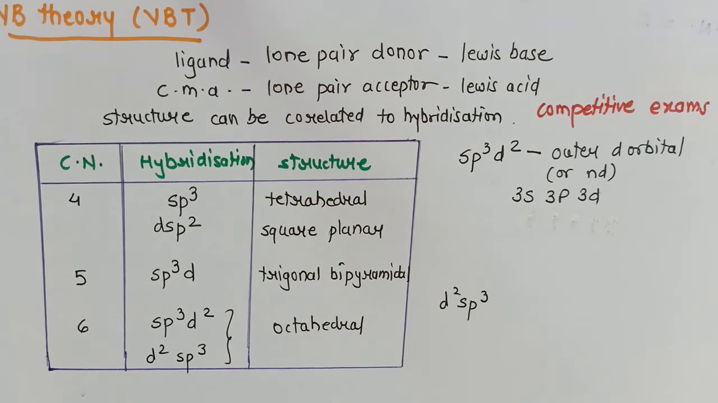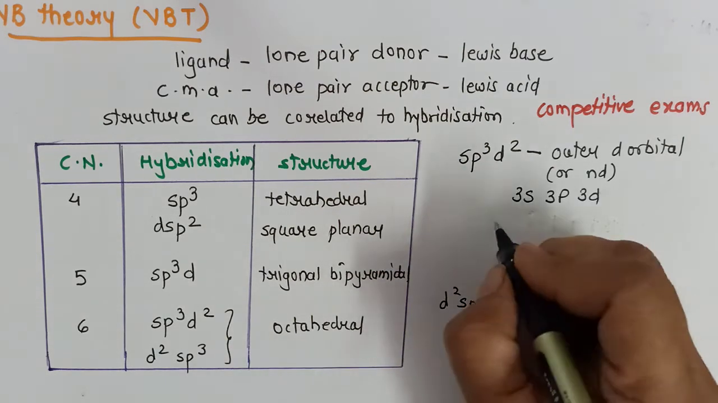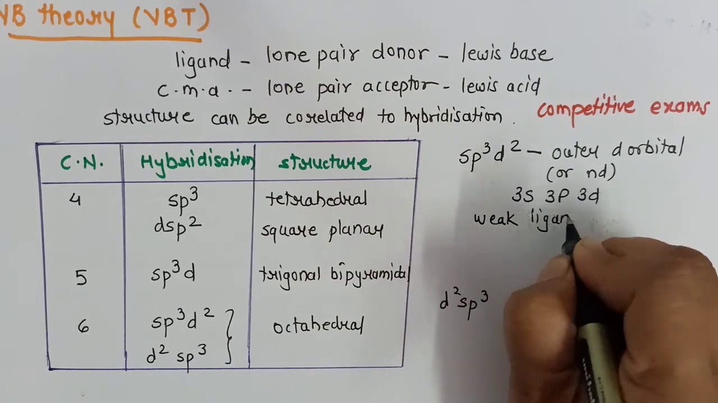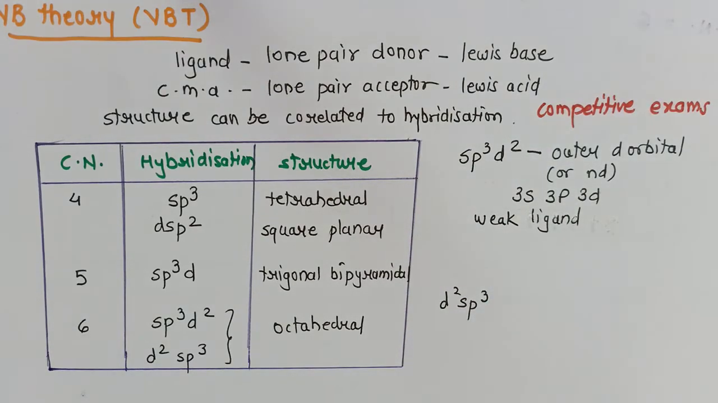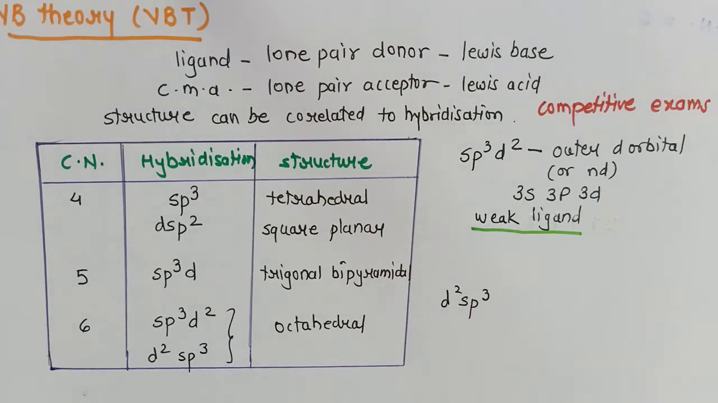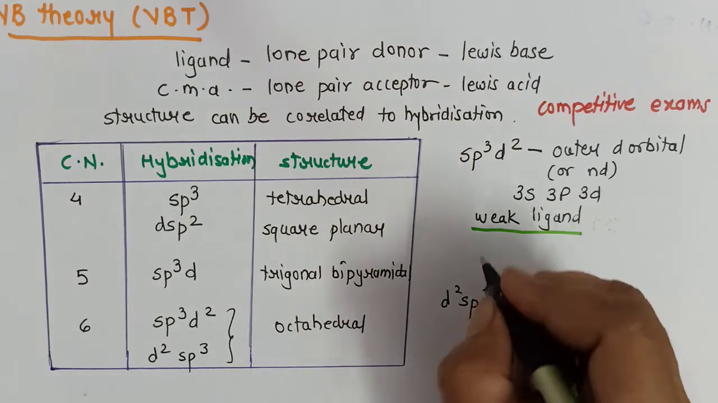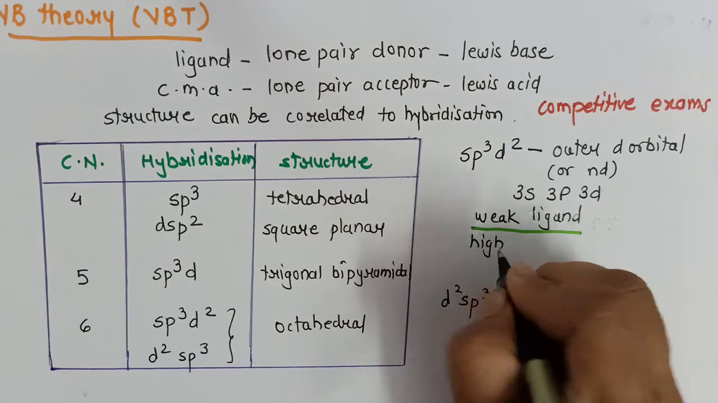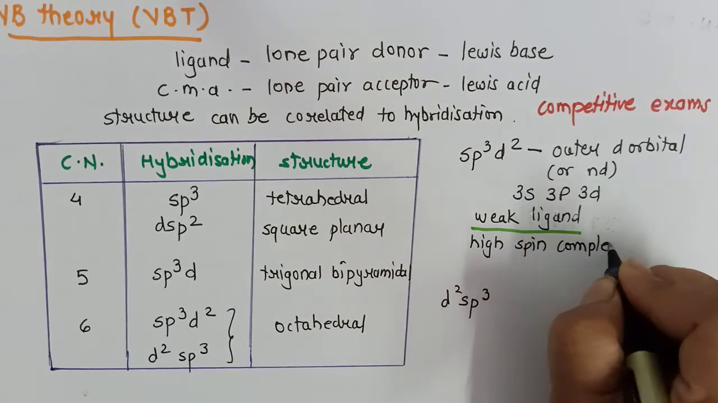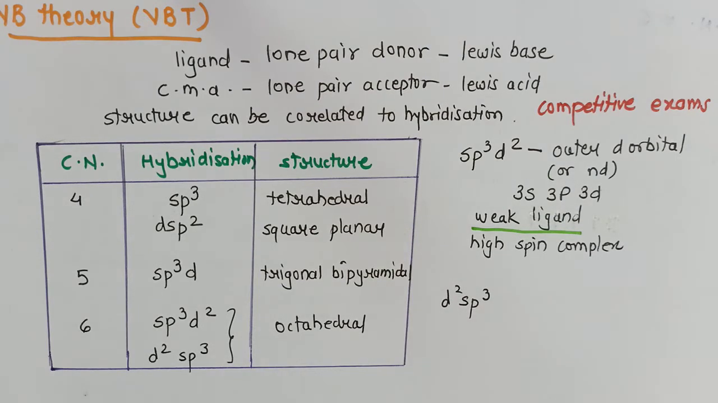Which type of ligands show this hybridization? Weak ligands. They show sp3d2 hybridization, and they are called high spin complex. Now why they are called high spin complex, that we'll discuss just after this topic.